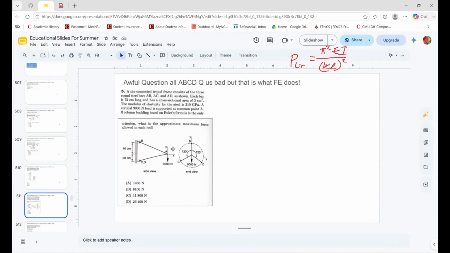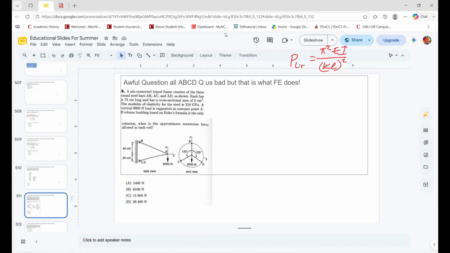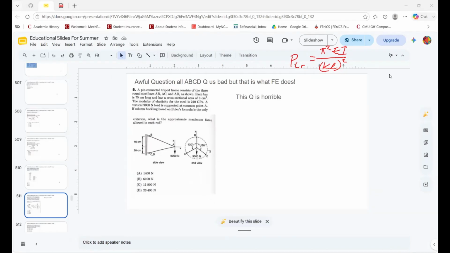So I don't like this question. This is obviously a bad question. Yeah, this is pretty much a horrible question. Honestly, let me think about it for a second. Oh yeah, I'm just gonna say this question is awful. I finally got it working.